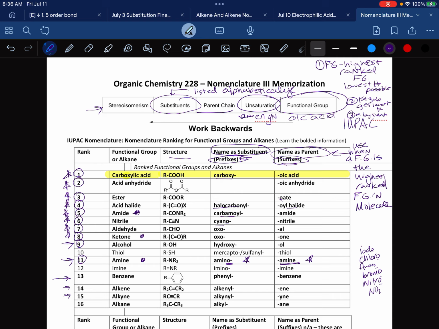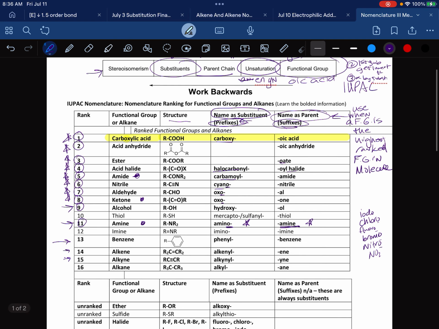Notice we do have a few other of our substituent prefixes that end in O. It's not all of them, obviously, but there are quite a few. And then we also have a lot of these ending in the YL ending. So those are some examples of some different substituents.